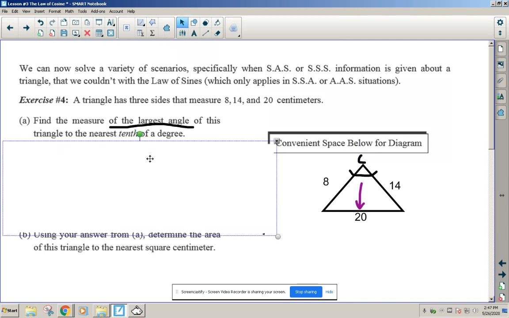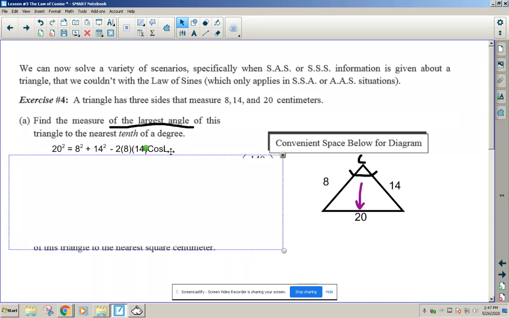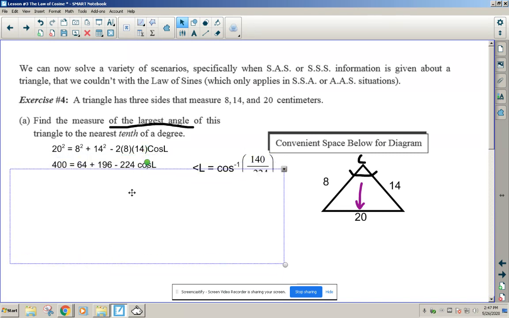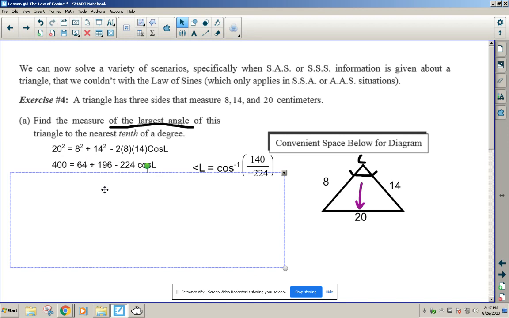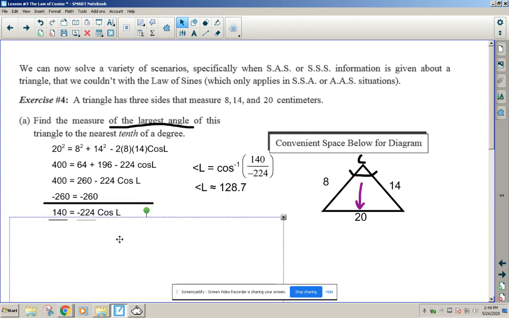And that's just kind of like the problem we just did. If I am looking for angle L, it's got to be opposite its side 20. And then I fill in the 8 and the 14. And again, I can square everything. I can multiply these. But when it comes to solving, I have to add up the 64 and 196. But the 224 is being multiplied by cosine. Now I'm going to subtract 260 from both sides.